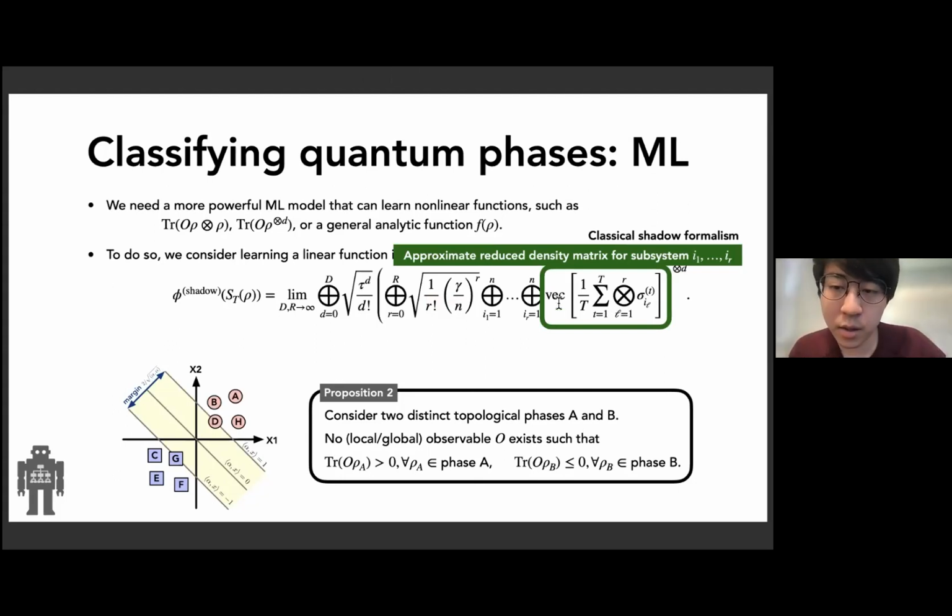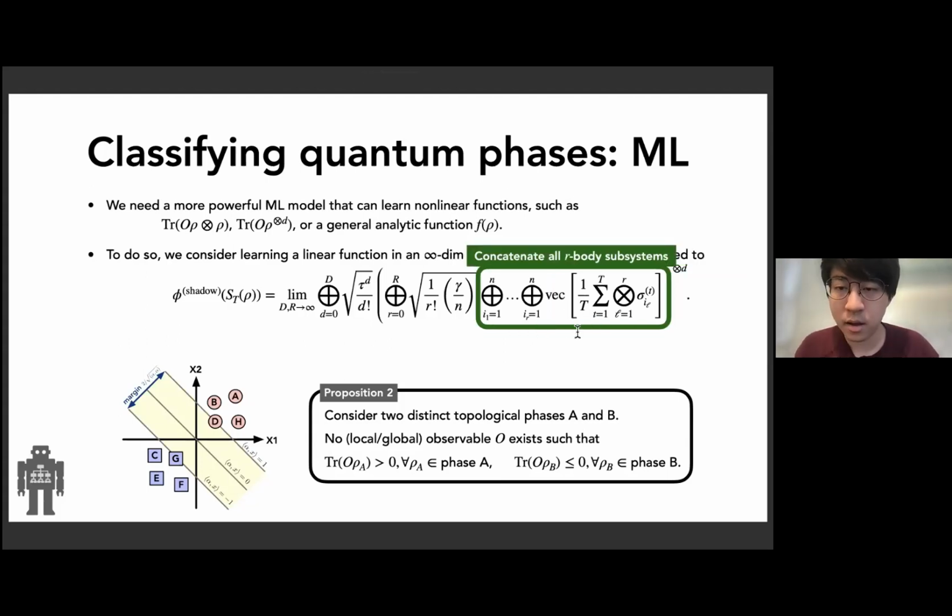First of all, in the innermost layer, we're looking at a subsystem consisting of qubit i1 to qubit iR. Utilizing the classical shadow formalism, we can construct an approximate reduced density matrix for this subsystem based on the randomized measurement outcomes. That is, sigma tilde corresponds to this 2x2 complex matrix for the t-th randomized measurement on qubit il. When we do this tensor product followed by an average, we construct a reduced density matrix. What we do next is vectorize it, so it now becomes a vector.